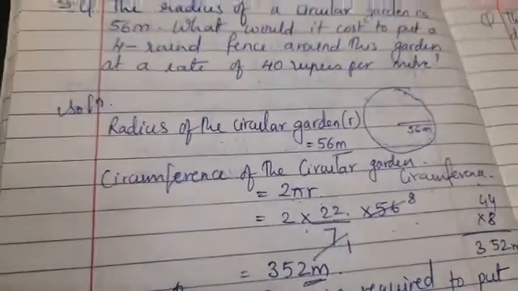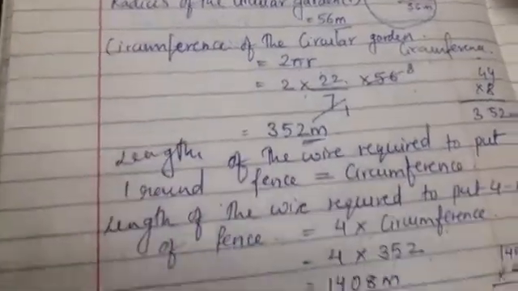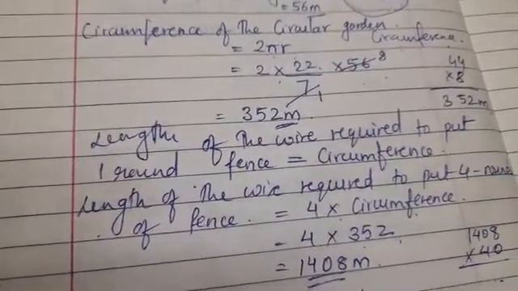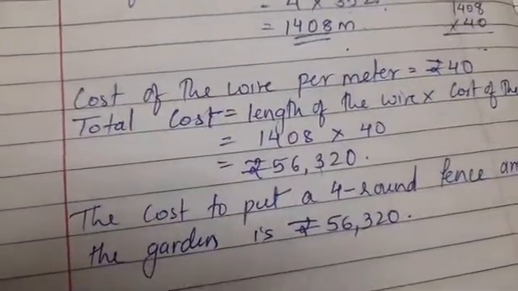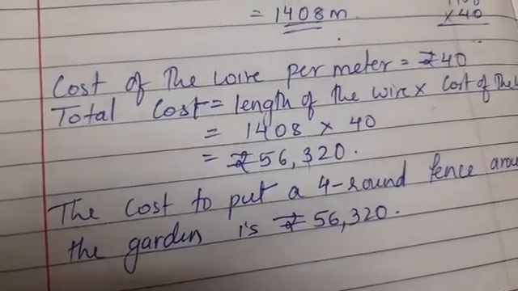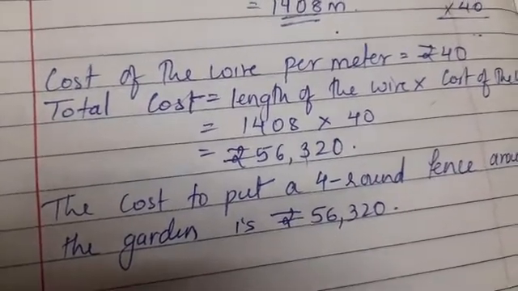First step, we found the circumference. Then circumference is equal to 1 round. So 4 rounds we found. And then after getting the 4 rounds, we found the cost of 4 rounds. That is 1408 multiplied by 40.